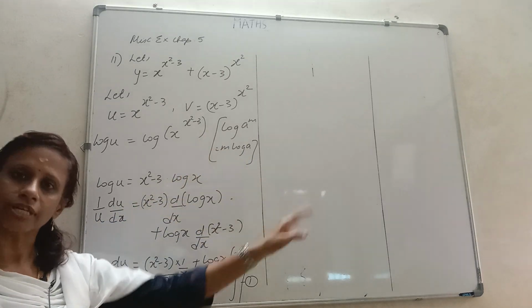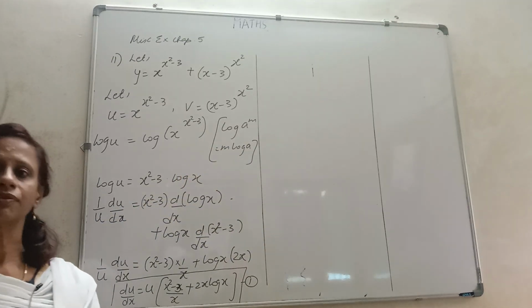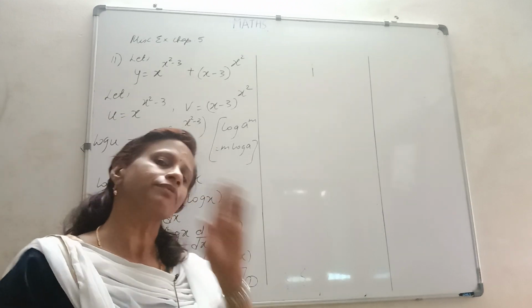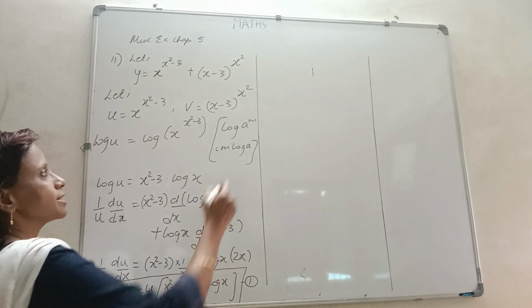V is still pending. So let's see how to do the v. Same thing. We'll take v, we'll take the log on both sides, then we'll take the derivative, and then we'll use it as it is required. So let's take the v.